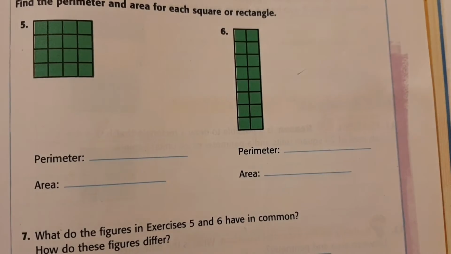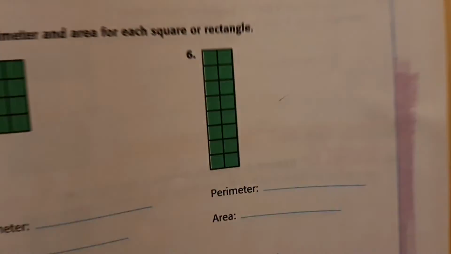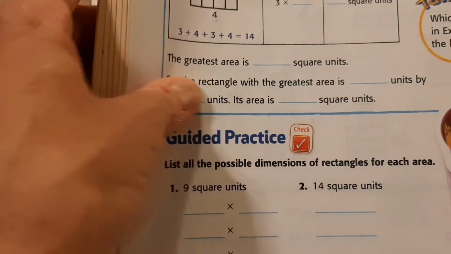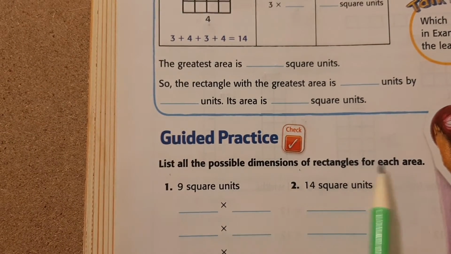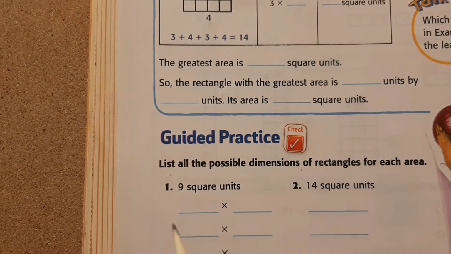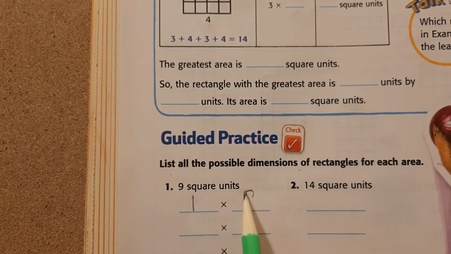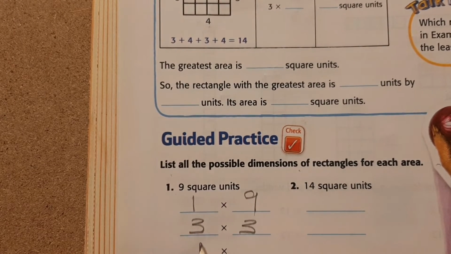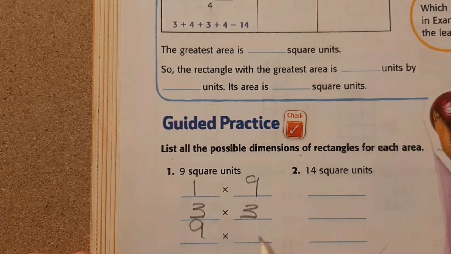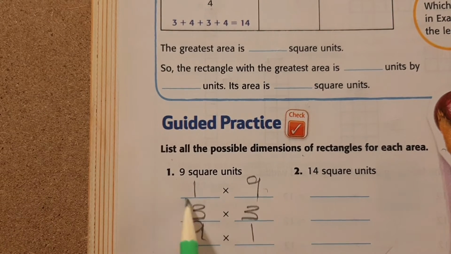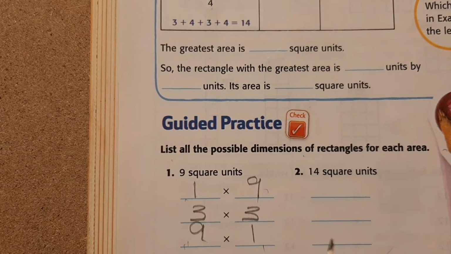I want you to jump now to page 852. Here we are. And it says here, list all the possible dimensions of rectangles for each area. So it has 9 square units. Well, what could it be? What times what is 9? It could be 1 times 9, 3 times 3, or 9 times 1. And that's what's really interesting about this. Different than the factors, we list them in the opposite order. So take a look at the next one.